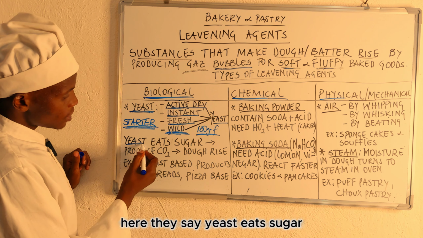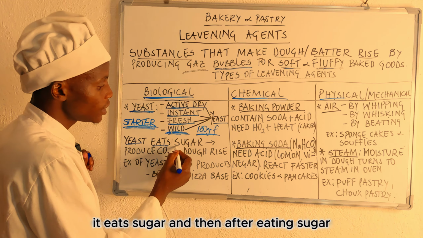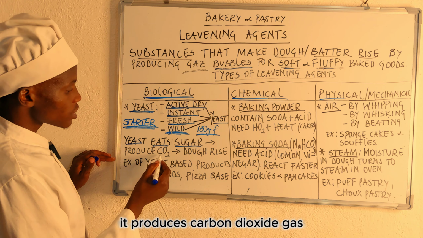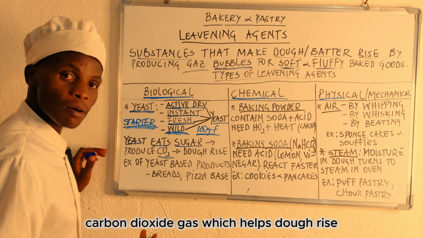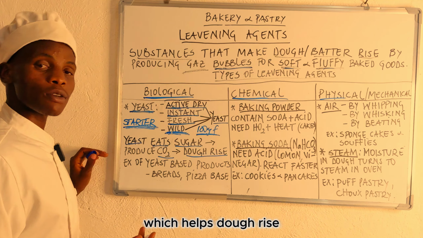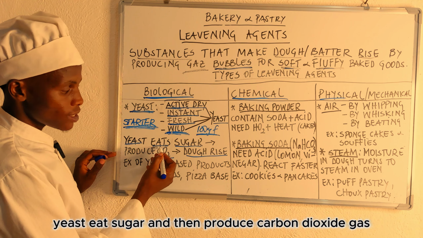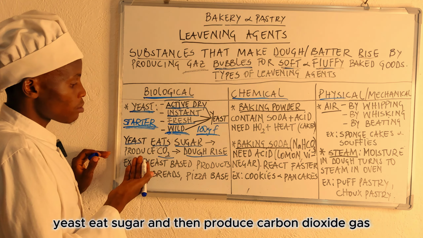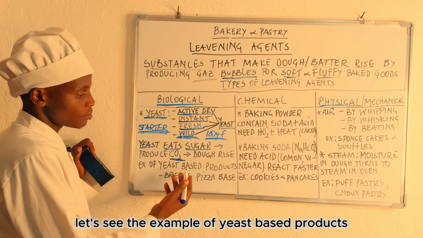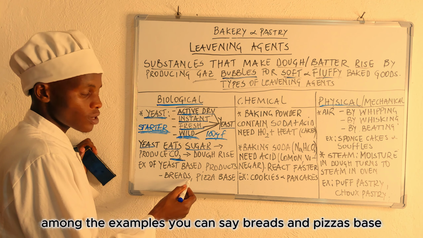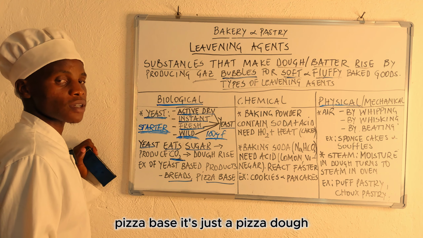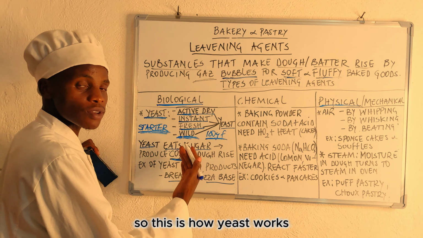Here they say yeast eats sugar. It eats sugar, and then after eating sugar, it produces carbon dioxide gas, which helps dough rise. Yeast eats sugar and then produces carbon dioxide gas that raises the dough. Let's see examples of yeast-based products. Among the examples, you can say breads and pizza base. Pizza base is just pizza dough, you understand? So this is how yeast works.